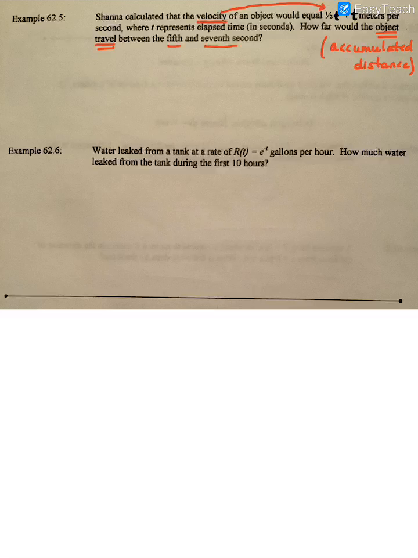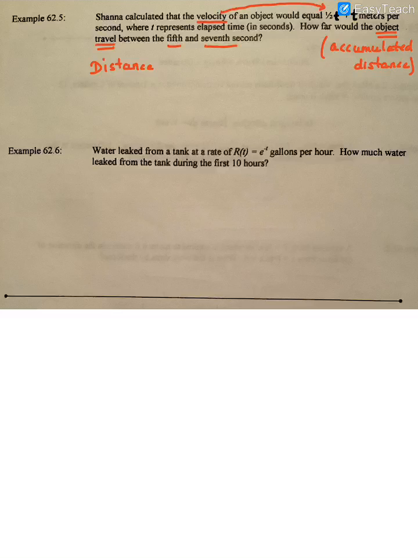Okay, accumulated distance, because we're accumulating the different distance between 5th and 7th seconds. Okay. We're being asked to find distance. We're given a velocity formula. What's the connection that you know? Normally, if we're given distance, we take the derivative to find velocity. Well, if we are given velocity, how are we going to find distance?